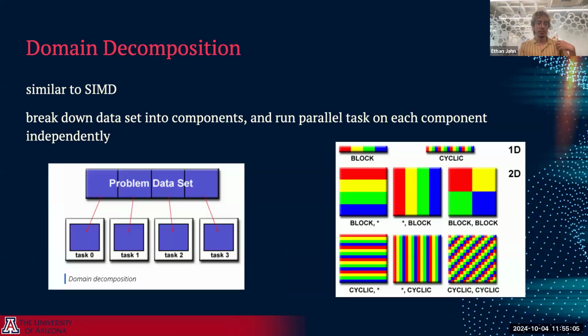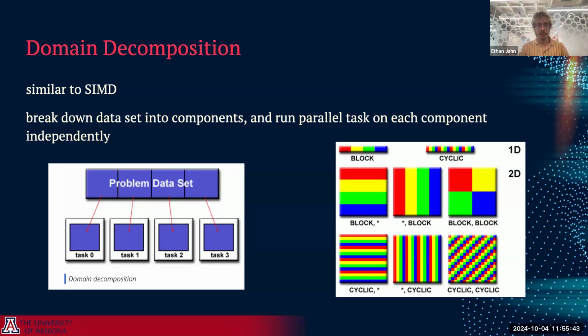In some techniques that people use to optimize their code, similar to adaptive mesh refinement, you have this idea of domain decomposition. So you're breaking down your data set into components and then running a parallel task on each of those components. You can see a couple of different images here of breaking down your data set. Domain here refers to breaking down the data specifically. So you have each task that's being run on a different component of that data. That's why it's similar to single instruction, multiple data.